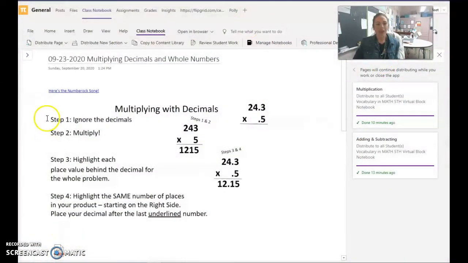So, we ignore the decimals. We pretend like they aren't there. We are going to multiply like normal. All of our steps in figuring out what to do with the decimal will come later, okay?